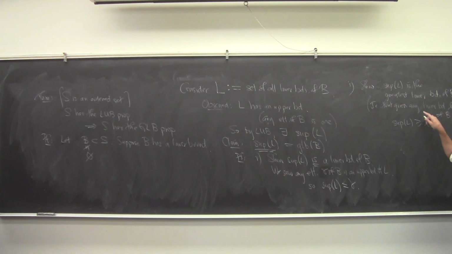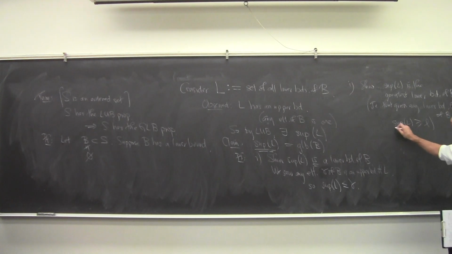Okay, Edward. Since L contains all the lower bounds of the set B, but gamma sup L is already a least upper bound of that set L. Right. You already have the visual. Yes, exactly. So yeah, we're done already.